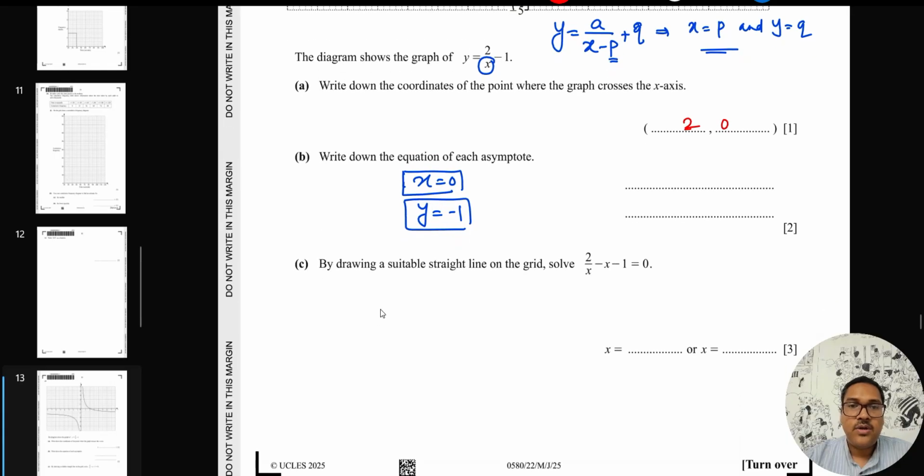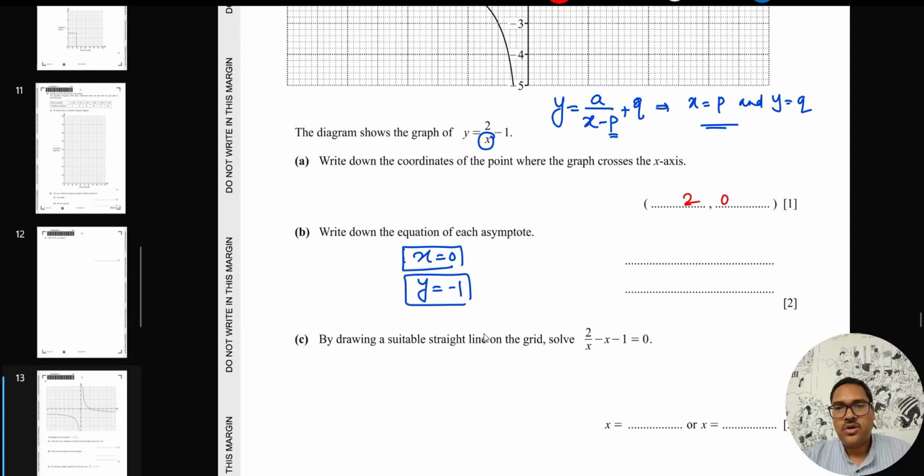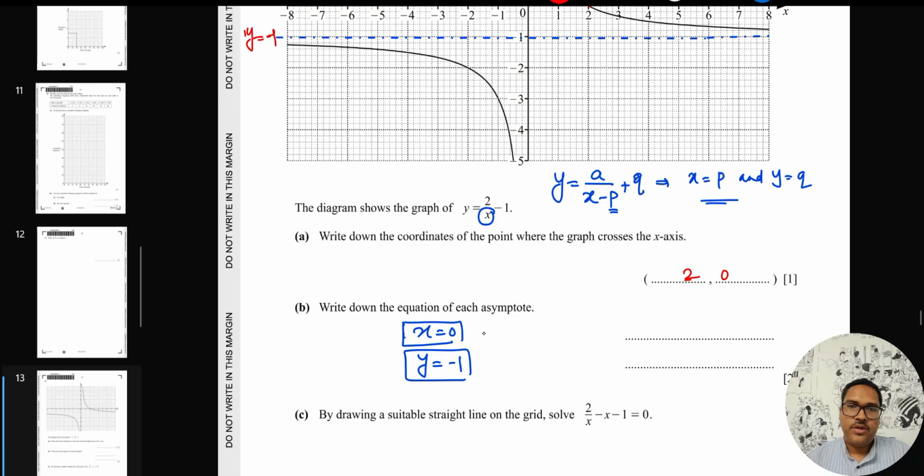Now the second part is by drawing a suitable line on the graph, you have to solve this. See, this is again a very common question. Every year there is a question like this. On the graph, you have to draw some line and solve this equation. Now we know the graph of this is y equal to 2 by x minus 1. So we want 2 by x minus 1 to be equal to x.